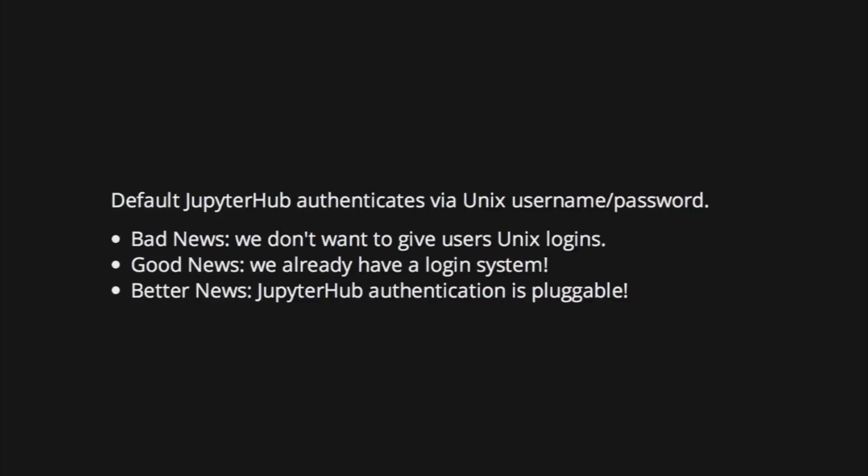So if you were going to SSH to a server, or you were just going to connect to it via terminal or something like that, you've got a username, you've got a password. So that's sort of bad news for us at Quantopian, because we don't really want to give Unix logins to 100,000 users, right? That seems like a recipe for sadness. The good news for us is that we do already have a login system, right? Quantopian has a login system, and you can log in and you have your Quantopian resources. So that's some good news.